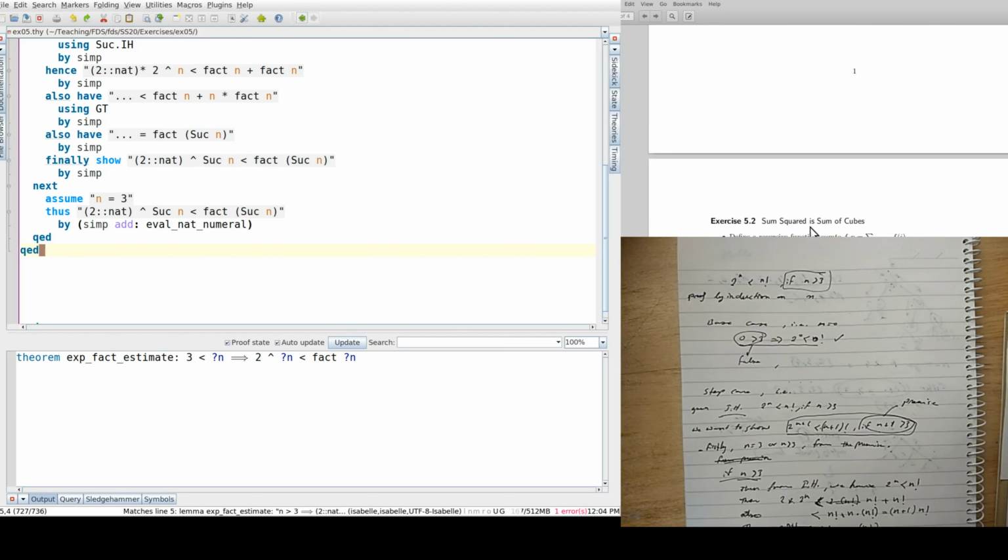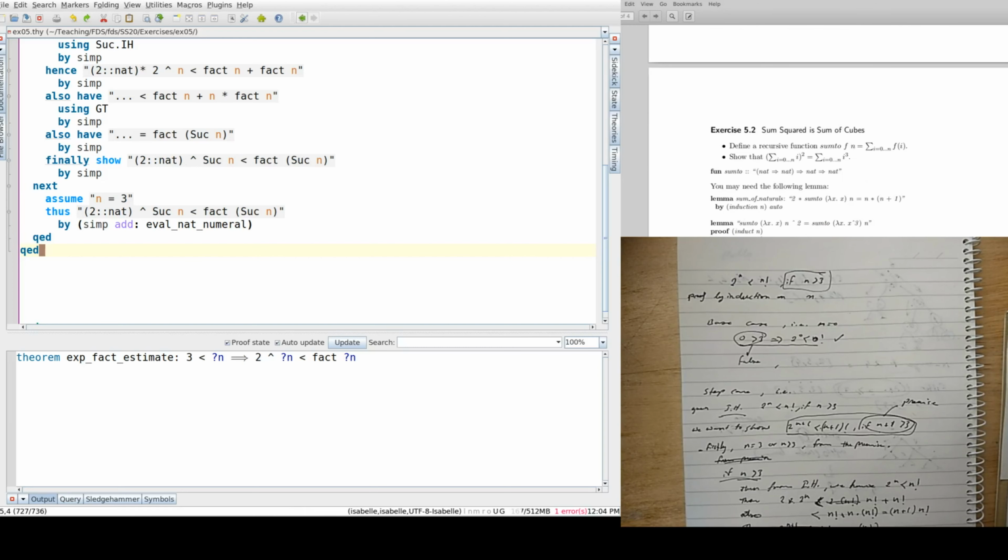So now let's start with the second exercise. We need to define a higher order function that, given another function and a natural number, computes the summation of that function applied to all natural numbers from 0 up to the natural number argument.